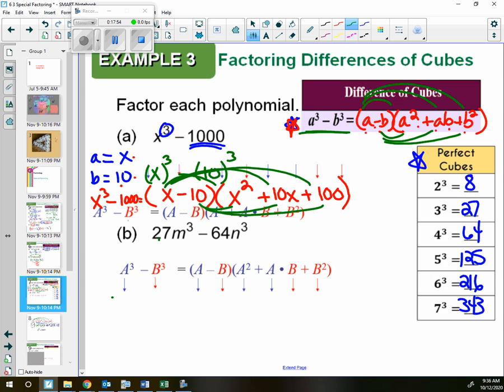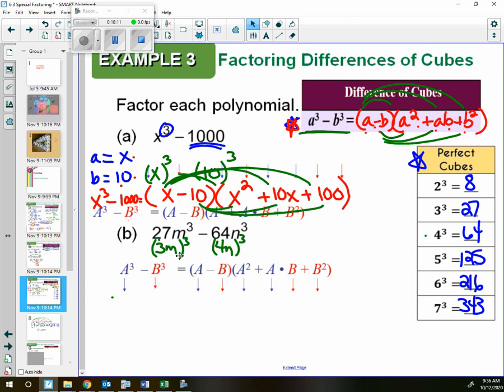So this 27 m to the third, well, that looks like 3, right? Cubed is 27, and m to the third would be m cubed. So that looks like it's a perfect cube. How about 64? Is that a perfect cube? Sure is. That's 4. So 4n must be cubed for this one.